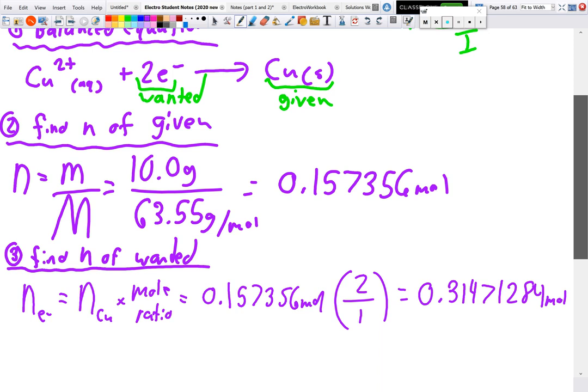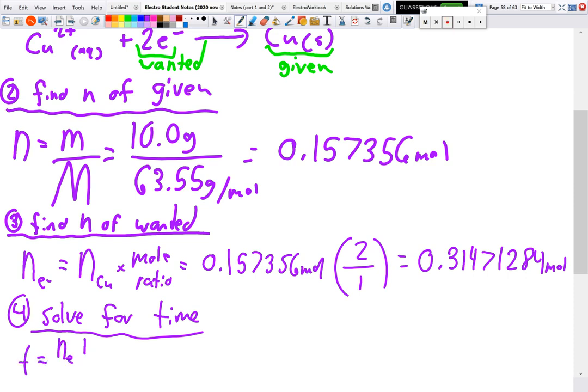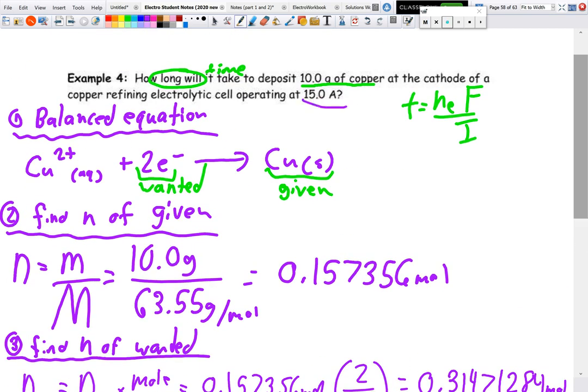And finally, now that we have that, our fourth step in stoichiometry, solve for time. Once again, time is just equal to number of moles of electrons times our Faraday's constant all over our current. So number of moles of electrons we just solved for. Faraday's constant is always given. And of course, current is given in the question, scroll up here, at 15 amps.